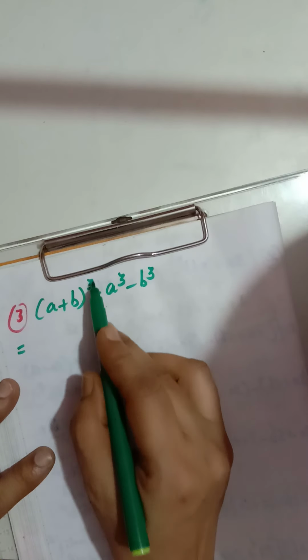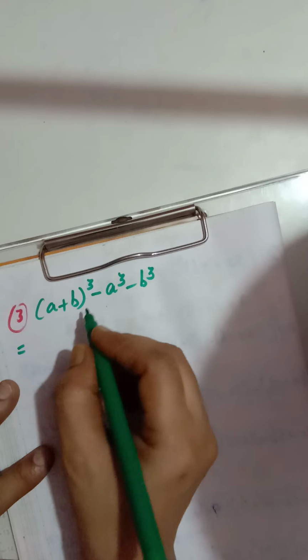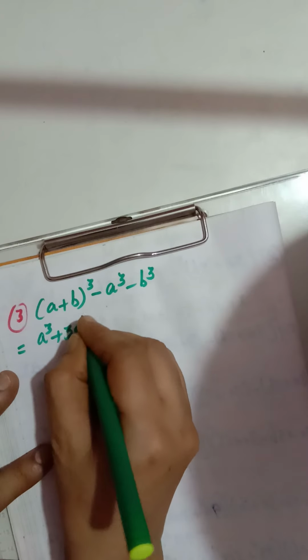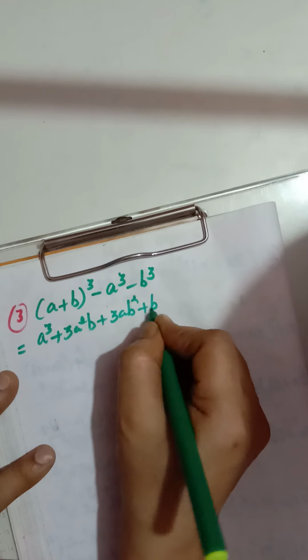Now (a + b)³. Now tell me children, (a + b)³ is what? The formula for (a + b)³ is, we know, it is a³ + 3a²b + 3ab² + b³, right?